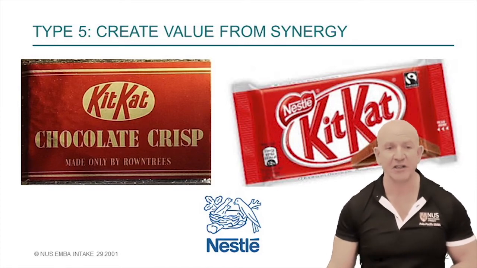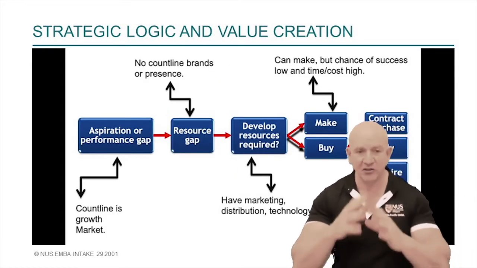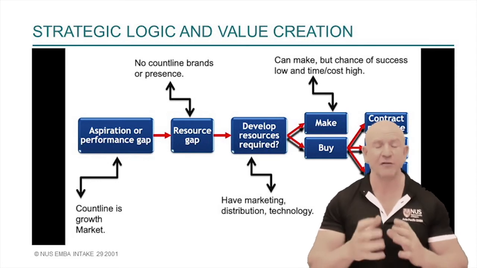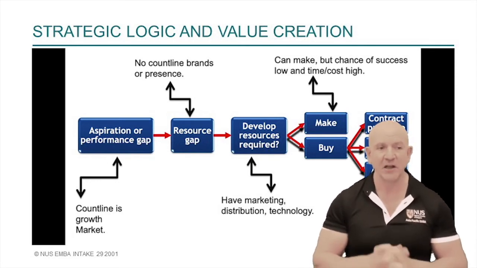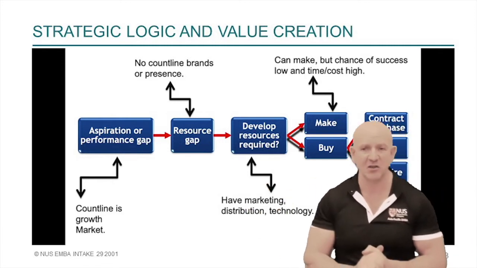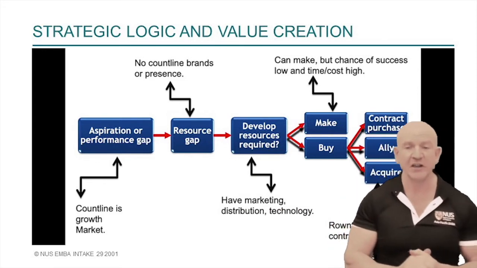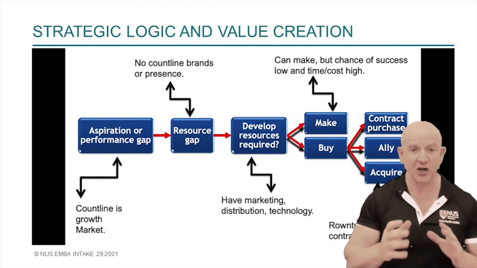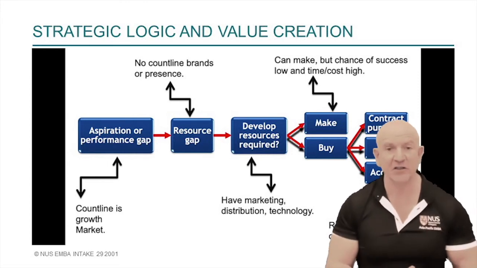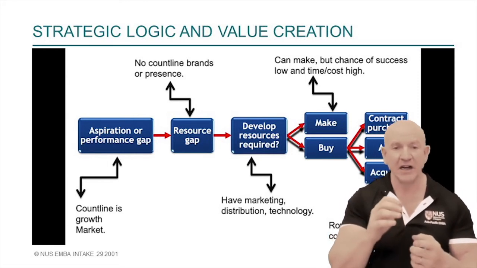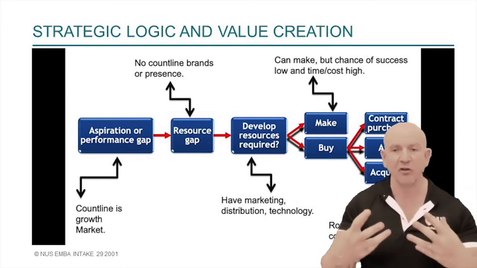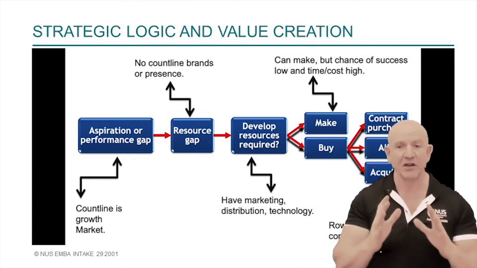So where was this synergy created? This synergy is created because of the strategic logic behind the value creation. We always have to look at the strategic logic to identify where there's value created in an acquisition. Think about this motivation for Nestle as displayed by this strategic logic slide. First of all, they want to enter the Countline market in chocolates. There's box chocolate, Countline, and block chocolate. These are the three brands of chocolate. Box chocolate is not growing, so they want to move into the growth market, which is Countline. So this is what they want to achieve.